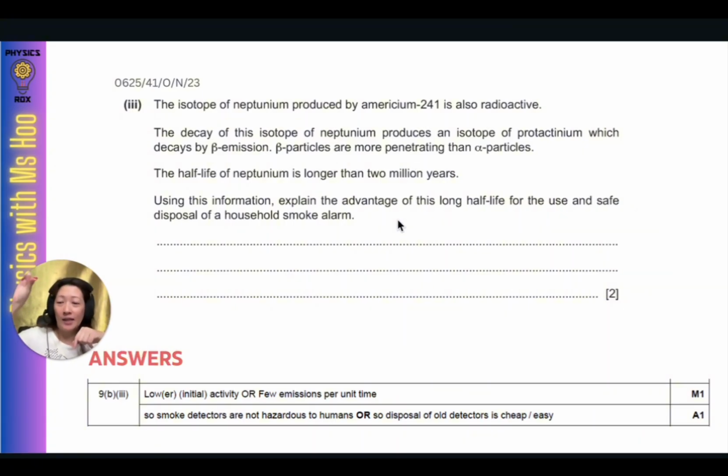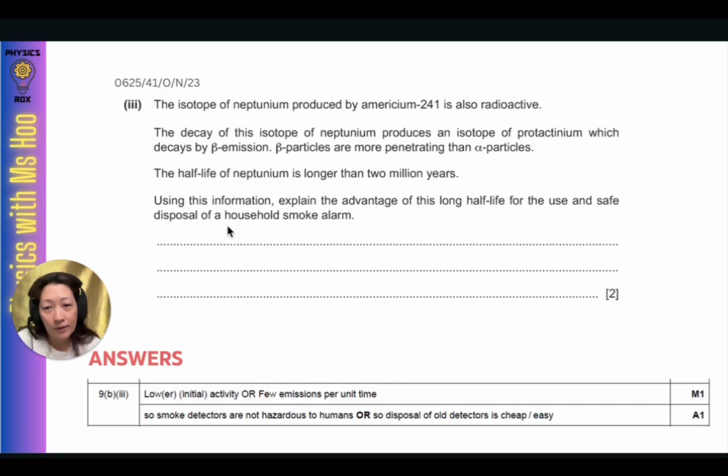So if it starts with this value, to drop to half takes more than 2 million years. That means throughout the time for it to drop to half, because it takes such a long time, there's very little emission over the 2 million years. So that's what they mean over here. Because there are so few emissions, this suggests that it's safer for use.